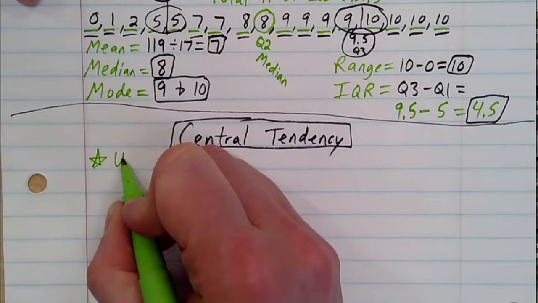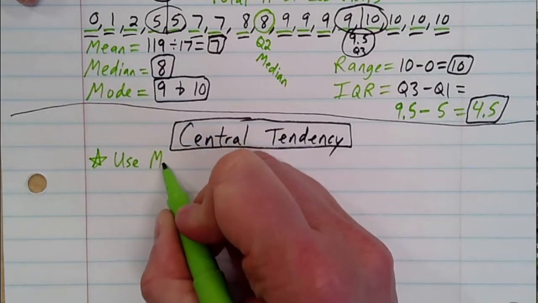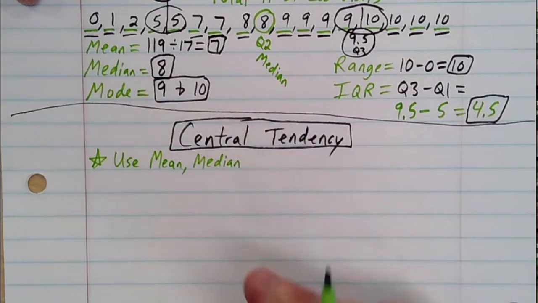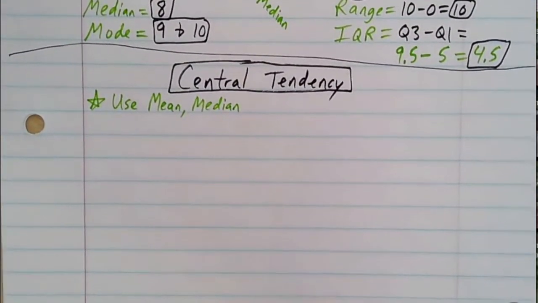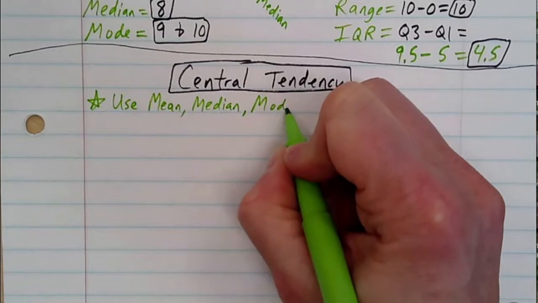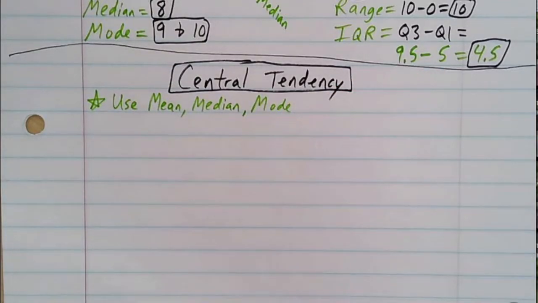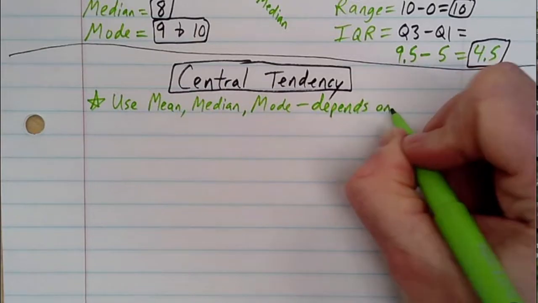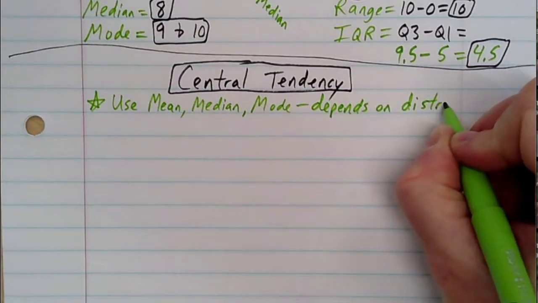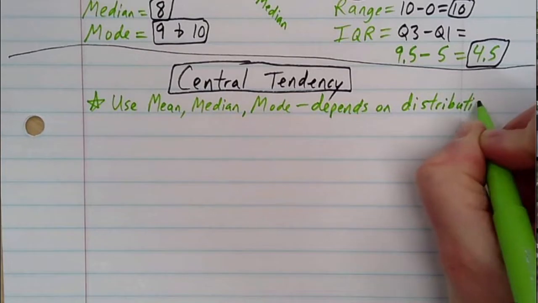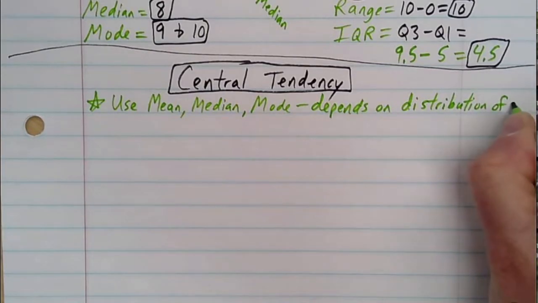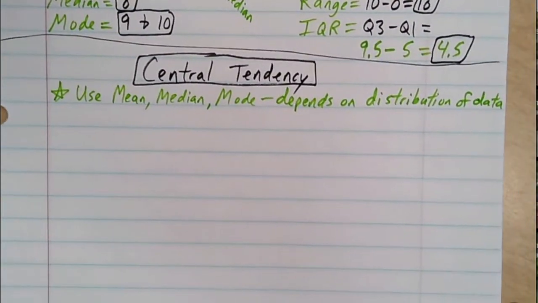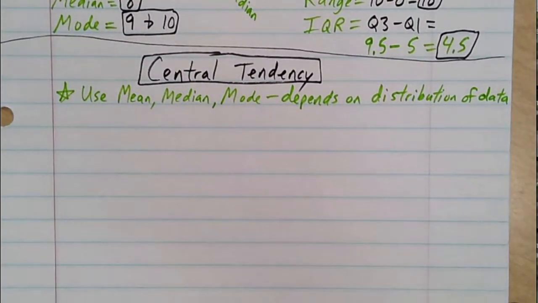About how you can use the mean, the median, or mode for central tendency. It just depends on the distribution of data. And what do I mean by depending on our distribution of data? That meant depending on where most of the data falls.